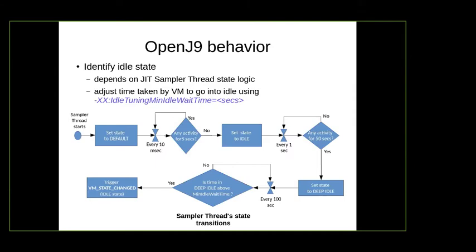If it continues in idle state for another 50 seconds, then it changes state to deep idle. And in deep idle, the sampling frequency is set to 100 seconds.